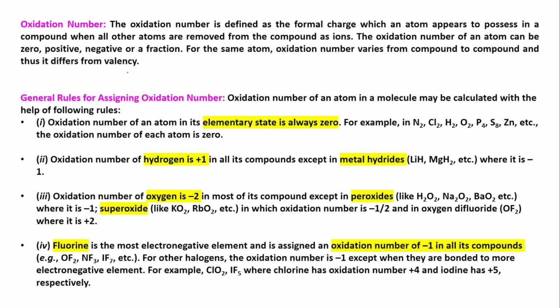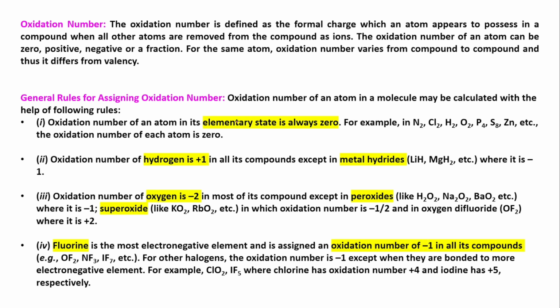Fine. Now let us understand this thing. Oxidation number is defined as the formal charge which an atom appears to possess in a compound. It is just a notation for a formal charge. Now the important part is this one. There are certain rules to find or to calculate the oxidation state. These are as follows. Rule number 1.